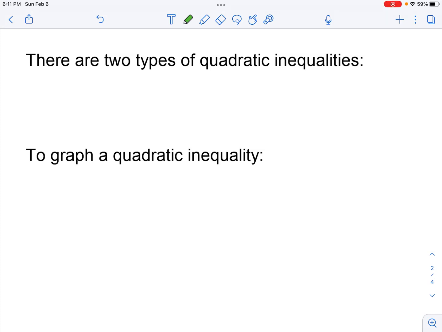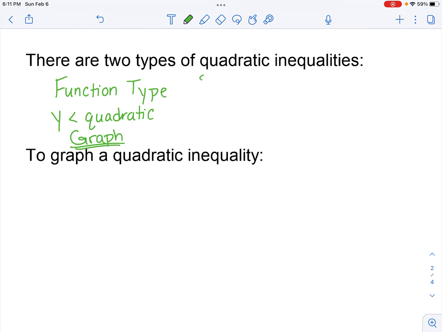Now, in the first video, I mentioned there are two different types of quadratic inequalities that we're going to deal with. The first type is the function type. So it's going to be function in its nature because it has two variables involved, okay? So it's going to be something like y is less than a quadratic, okay? So there are two variables involved, both x's and y's, and these are going to be things that we are going to graph. So your answer is a graph in that case, all right?